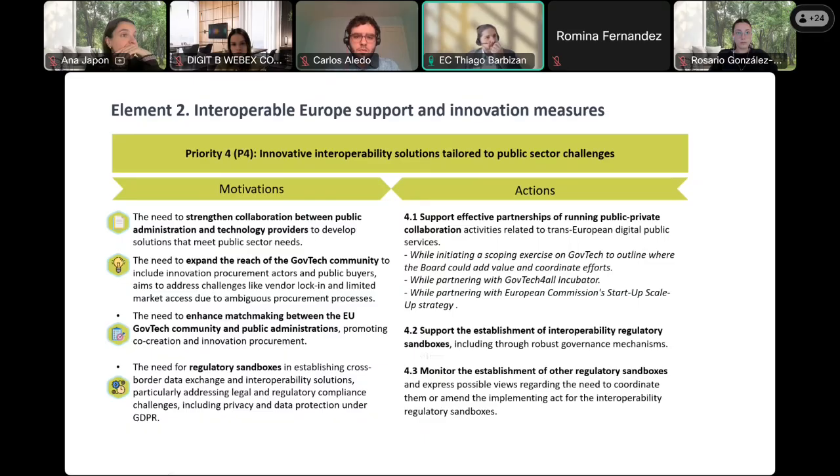And here we are looking into partnerships for running public-private collaboration activities related to trans-European digital public services. So everything that happens under GovTech, there's the GovTech for All incubator, and there's also synergies with the European Commission startup and scale-up strategy.